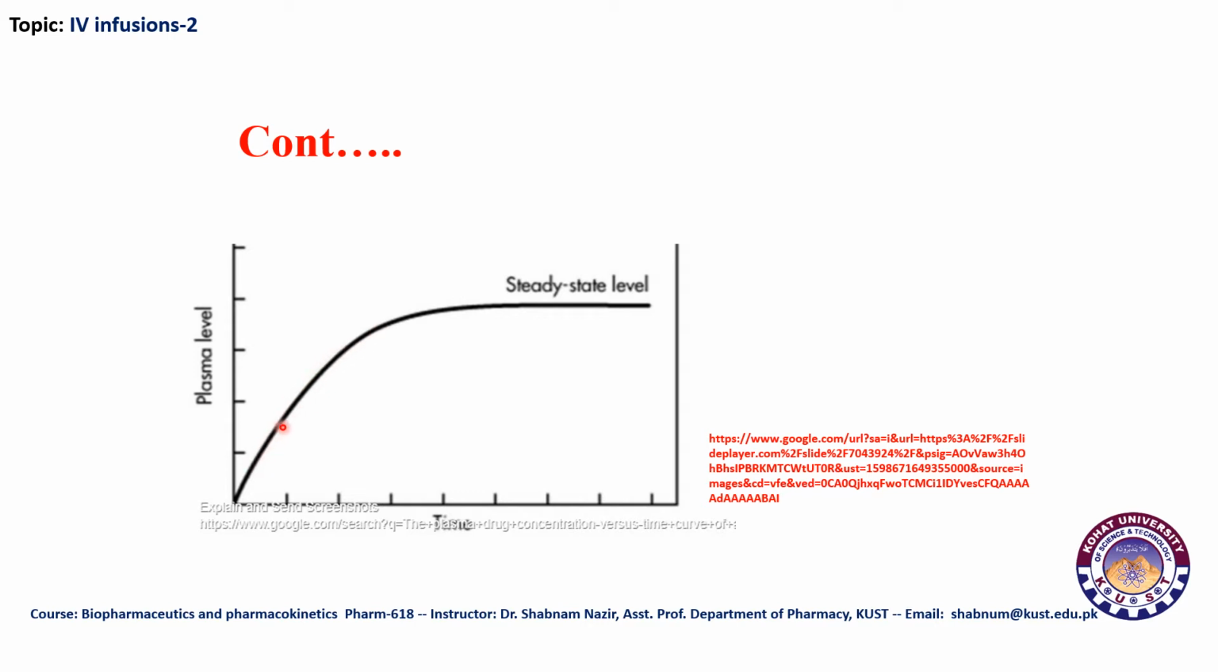indication that initially the level will rise because the elimination rate is very low and the level is only rising, but slowly and gradually both processes become equal, and then we get the steady state level. Today's discussion will revolve around the steady state level and its importance and significance.